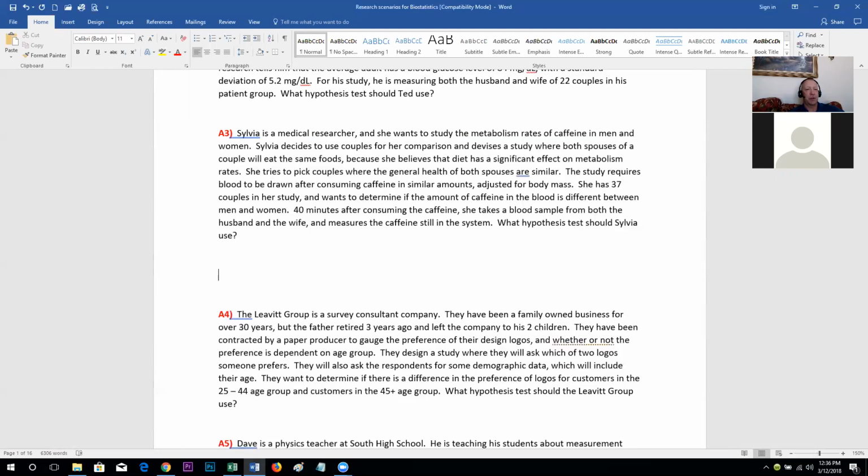She has 37 couples in her study and wants to determine if the amount of caffeine in the blood is different between men and women. 40 minutes after consuming the caffeine, she takes a blood sample from both the husband and the wife and measures the caffeine still in the system. What hypothesis test should she use?